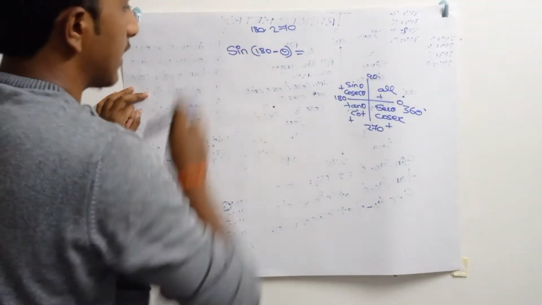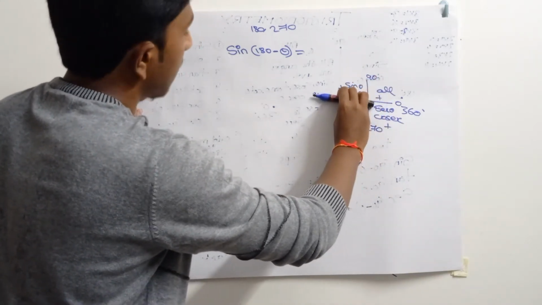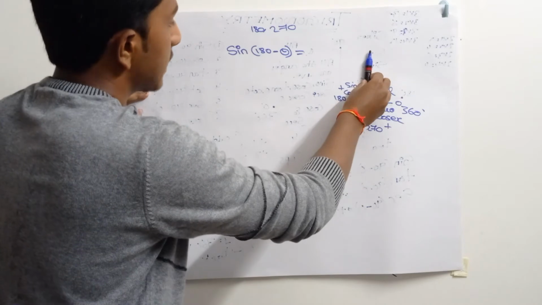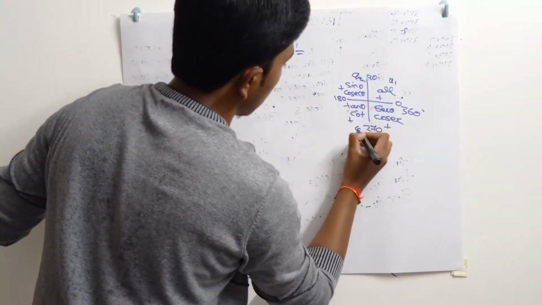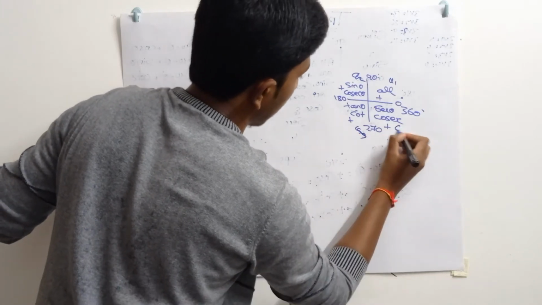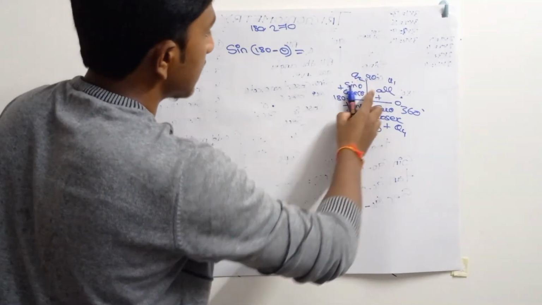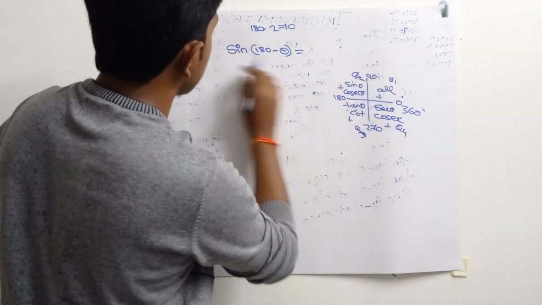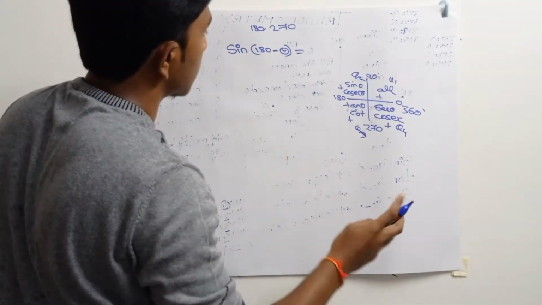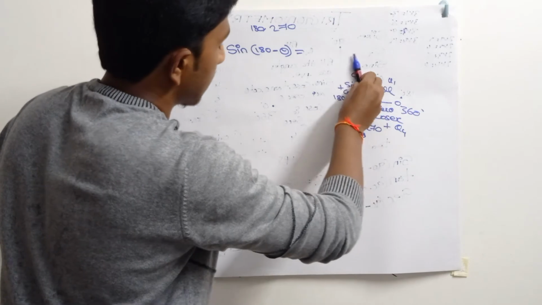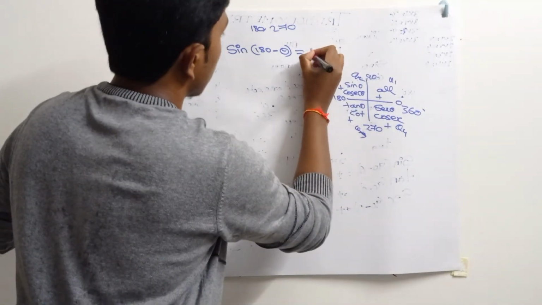First 180. You should keep your pen or pencil on 180. 180 minus means backward. 180 minus theta lies in, this is quadrant 1, quadrant 2, quadrant 3, and quadrant 4. 180 minus means second quadrant. In the second quadrant, sine and cosecant theta are positive. So 180 minus means second quadrant, sign is positive. We write the positive sign.